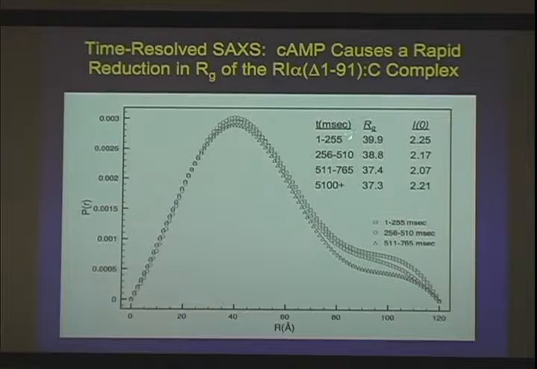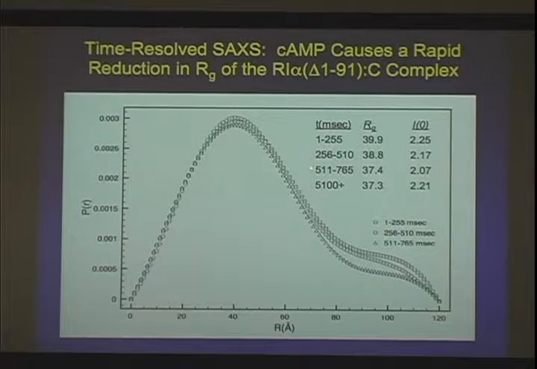So in the first, this scattering curve here on the top represents the average scattering over the first 255 milliseconds after adding cyclic AMP. We have an RG that's about 40 angstroms, and the I0 is about 2. The relative forward scattering here is about 2.